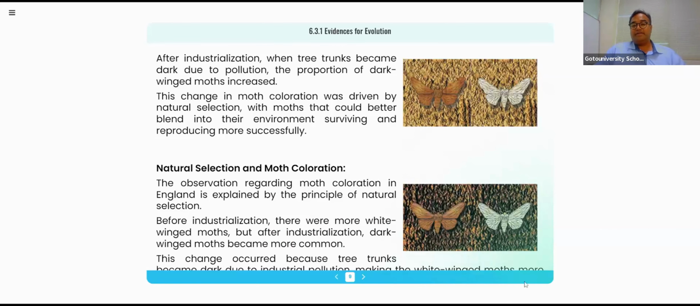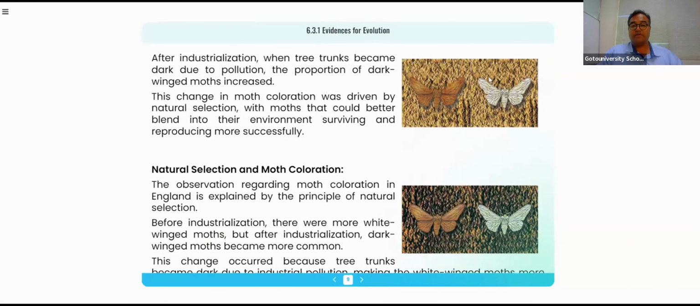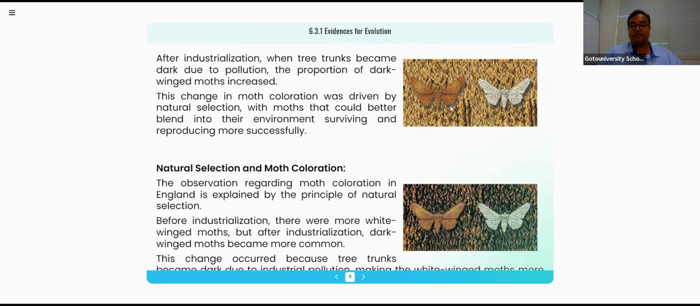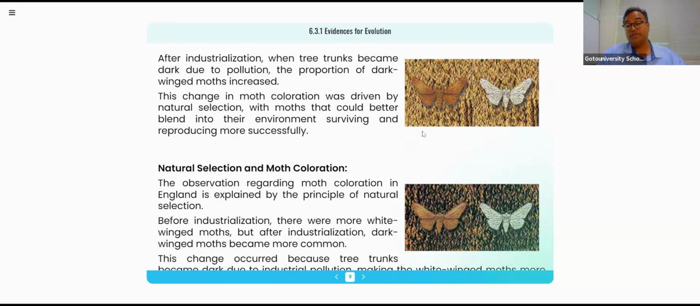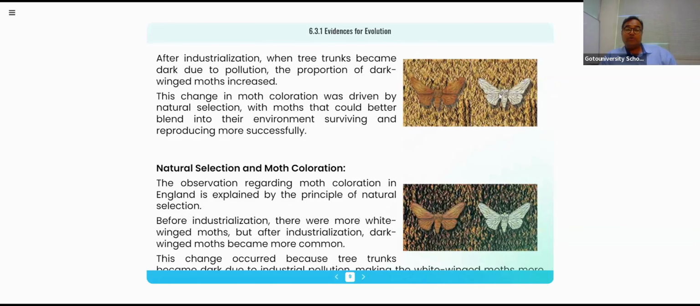Can you see this? In this, who can survive? Nobody is saying the answer, so I'll say the answer for you. The dark brown moth on the dark background can survive. The light yellow, whitish moth can't survive. Why? Because it is in contrast to the background. That is the reason it can't survive. It will be removed much faster by the predators, right?